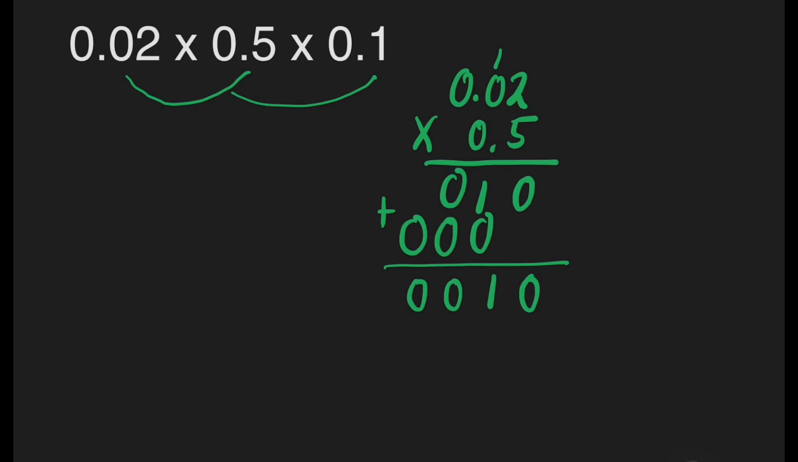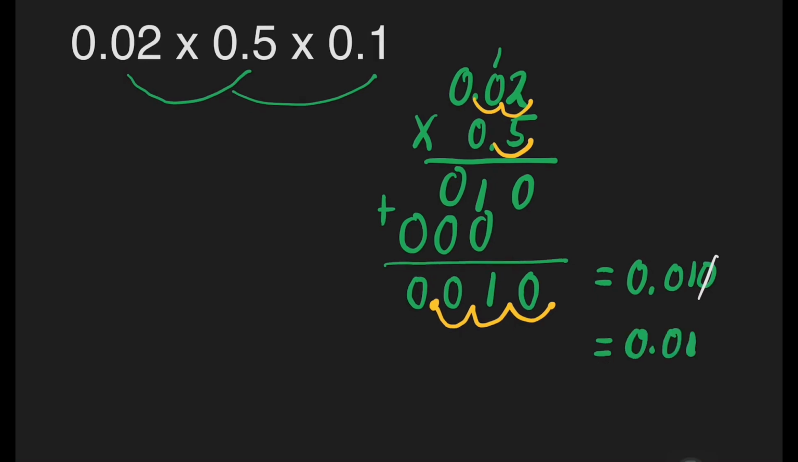In our factors there are 1, 2, 3. So it means we have to have also 3 decimal places in our product. From here, let's move to the left 3 times. That's 1, 2, and then 3. So it means our final answer is 0 decimal point 0, 1, 0. We can have 10 thousandths, or in reduced form, we just cancel this one. So what's left is 0 decimal point 01 or 1/100th.